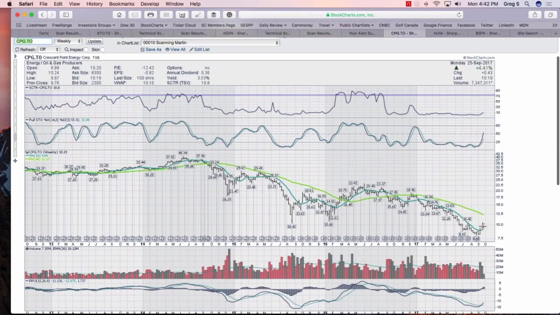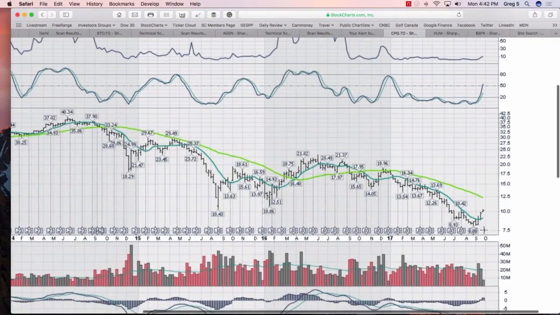And sure enough, it's on its way. So the real question is, do you think the low is in in this particular stock? And I actually do. But the bottom line is that that scan is a pretty important scan.